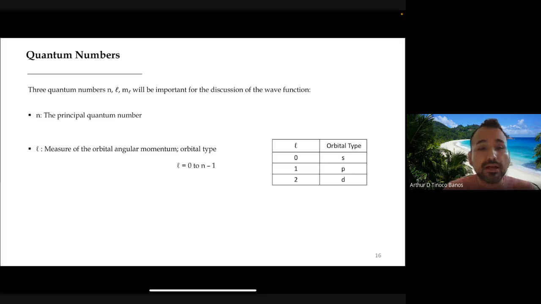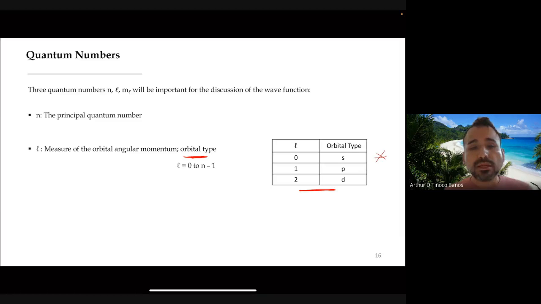We also have L, and L is a measure of the orbital angular momentum, but also it's a representation of orbital type. All right, so to remind ourselves, here I provide a little table where we look at the value of L and what type of orbital is represented. So L equals 0 represents the s orbital, L equals 1 represents the p orbital, L equals 2 represents the d orbital, right? So we're just focusing on this. These are things that you are all aware of.